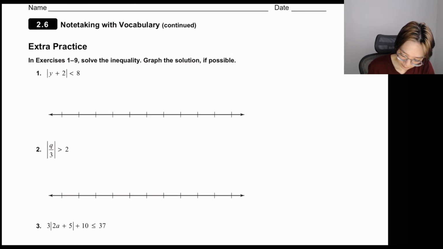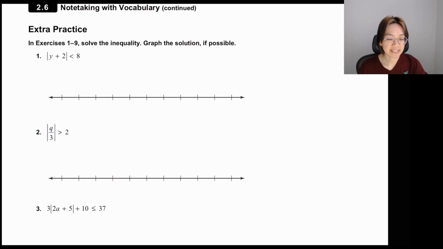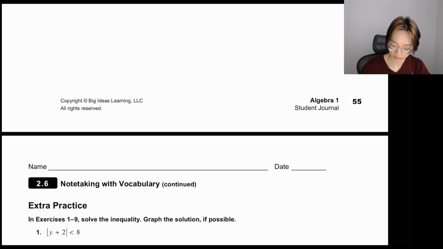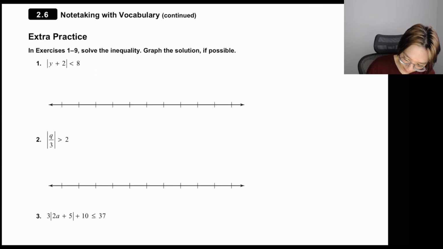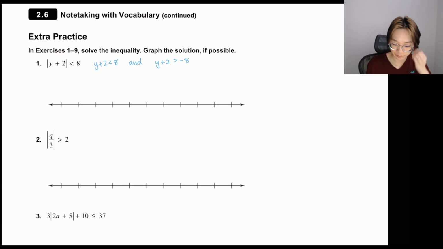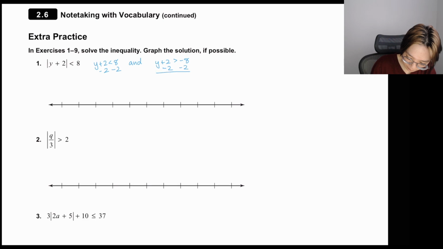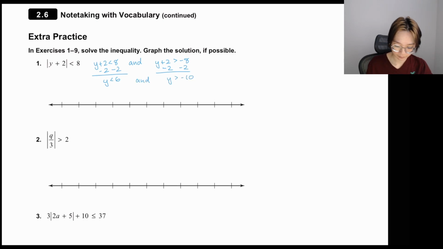So, we have absolute value of y plus 2 is less than 8. The absolute value side, already alone, and it's a less than, so it's an and. So we know it's an and. Now we split it into our 2 inequalities. Y plus 2 is less than 8. Y plus 2 is greater than negative 8. Solve and graph. Y is less than 6. And y is greater than negative 10.